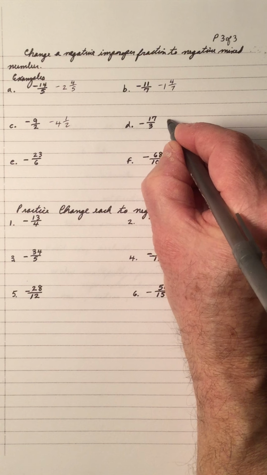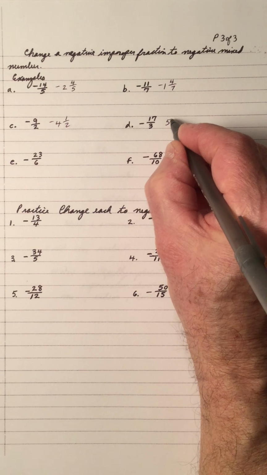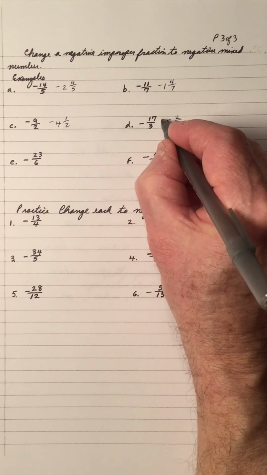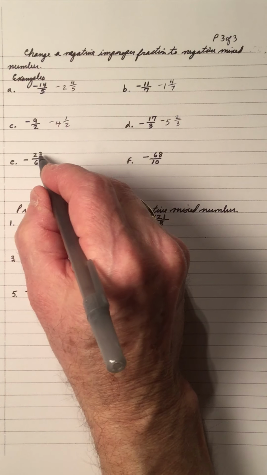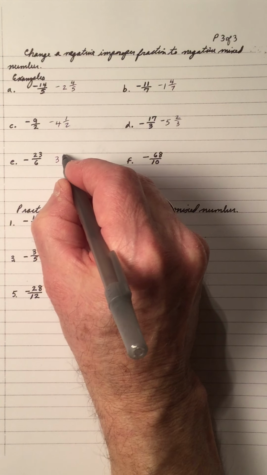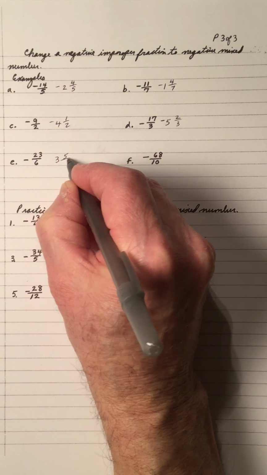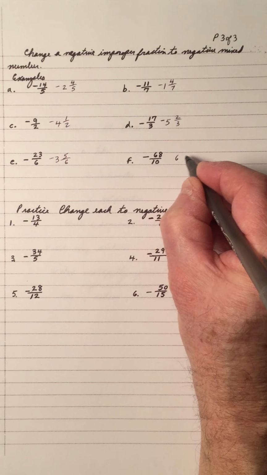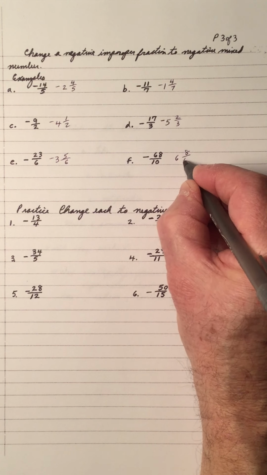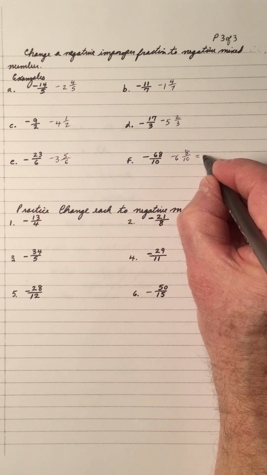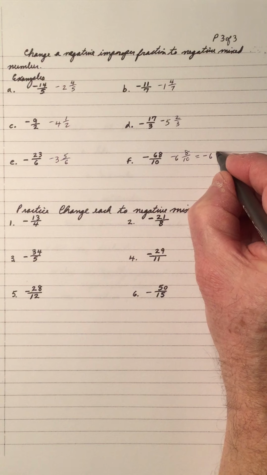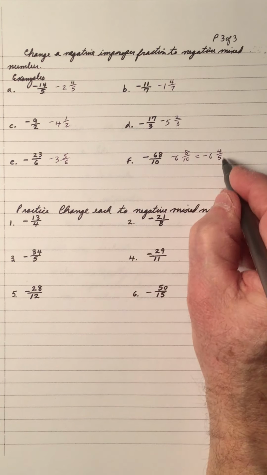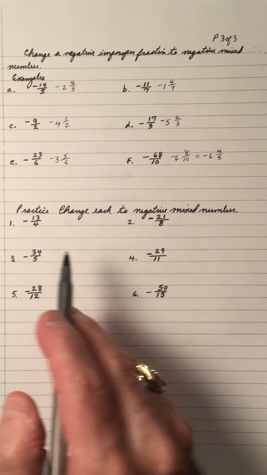3 into 17 goes 5, and there's 2 left over, because 3 5s is 15, and 2 makes 17, but it's negative. 6 into 23, 3 6s are 18 and 5 left over. So it's 3 and 5/6, and it's negative. 10 into 68 goes 6 times, and there's 8 left over, and it's negative. But if you think about it, 8/10 could become 4 over 5 if you want to reduce it.